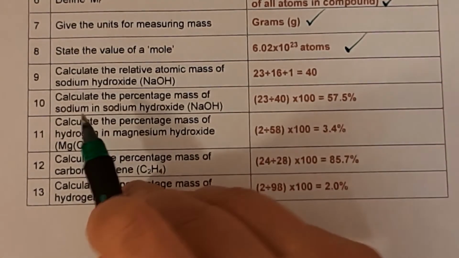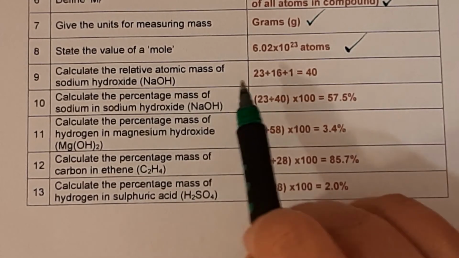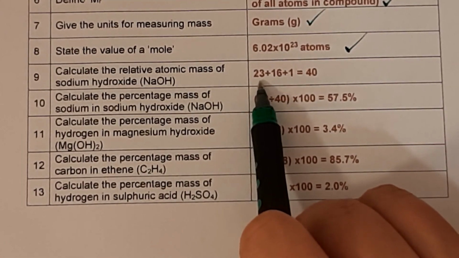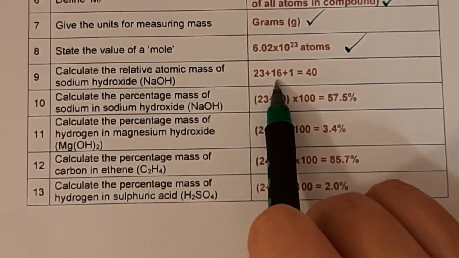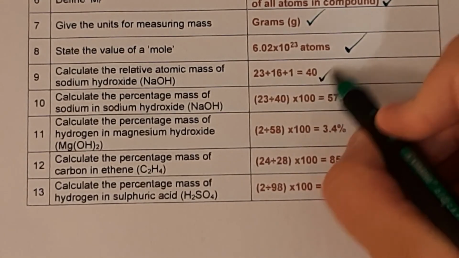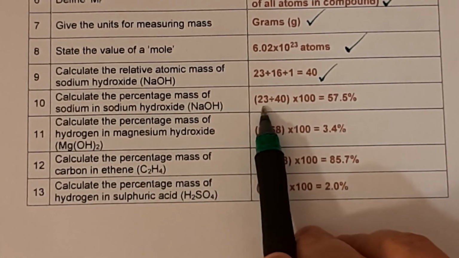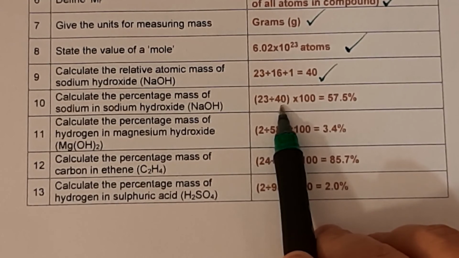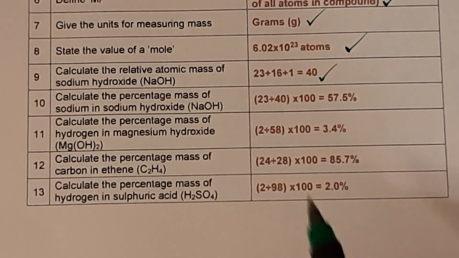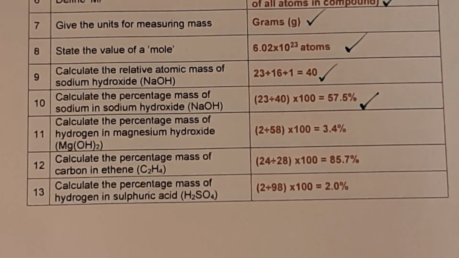Okay, next question 9. Calculate the relative atomic mass of sodium hydroxide, NaOH. So, the relative atomic mass of sodium is 23, oxygen is 16, and hydrogen is 1, giving a relative molecular mass for sodium hydroxide of 40. Calculate the percentage mass of sodium in sodium hydroxide. So sodium is 23, we'll divide it by 40, which is the total molecular mass of sodium hydroxide, multiply it by 100, and we get 57.5%, or 58% if you've rounded up.